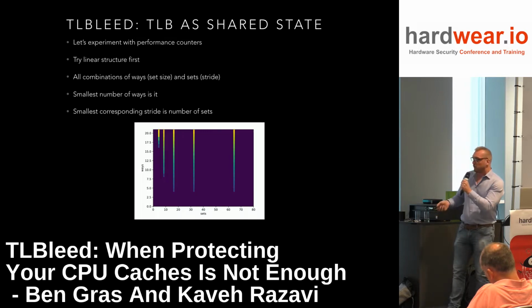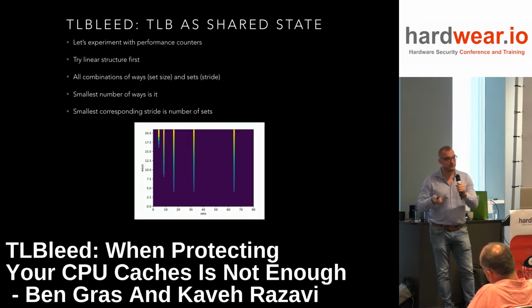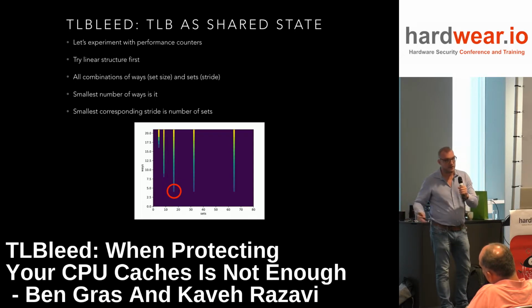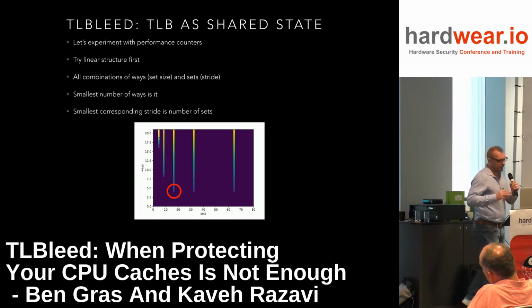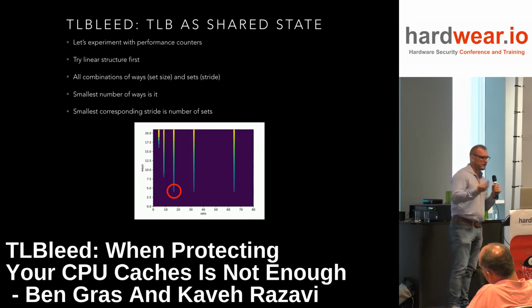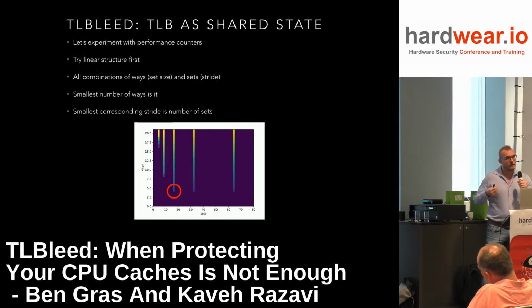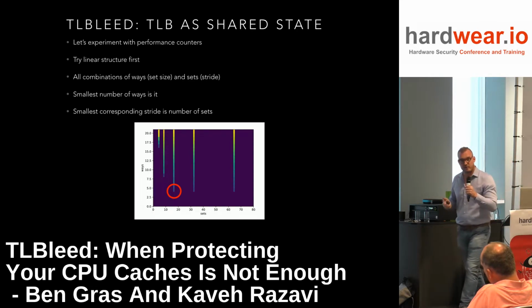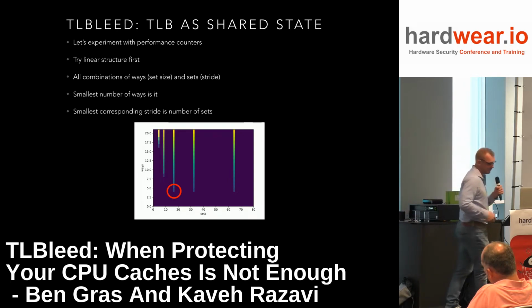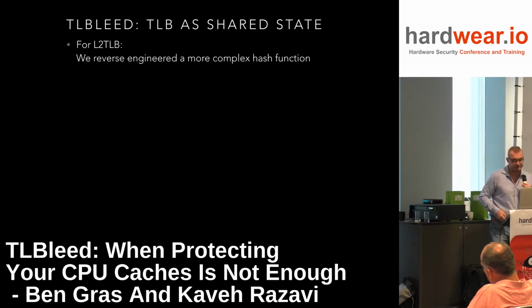What we see is that the smallest set size where we see any misses whatsoever is 4, that's here. And the smallest number of sets corresponding to these misses is 16. So the hypothesis of the L1 DTLB having a linear mapping with 16 sets and 4 ways each is the one that holds. Using experiments like these, we can reverse engineer the structure of the L1 DTLB and ITLB, and with slightly more complicated experiments, we can reverse engineer the structure of the L2 TLB as well, because sometimes it's not linear.